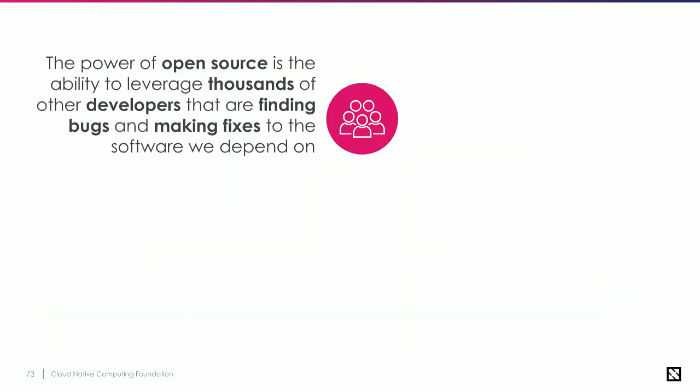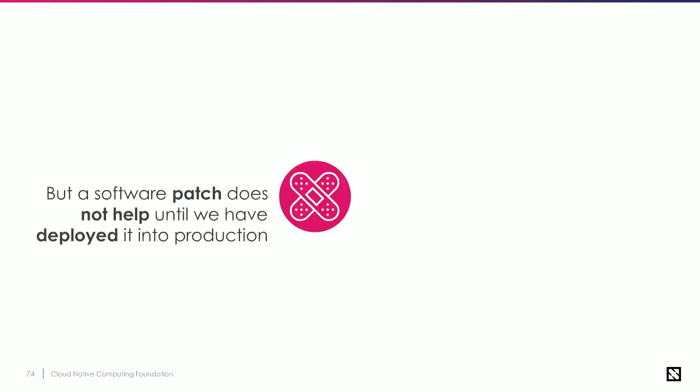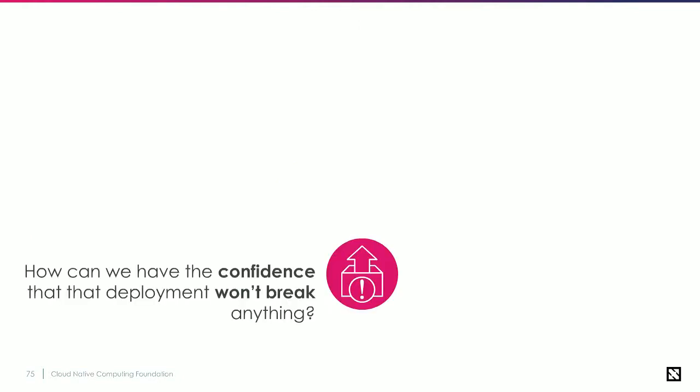Now, what's great is the power of open source: there are thousands of developers looking for and actively fixing these kinds of bugs and security vulnerabilities. But the patches that they're making to the software are things we can only take advantage of if we deploy the updated software into production. So how can we have the confidence that we can update our libraries, update Kubernetes and Linux, and that doing that won't break anything?